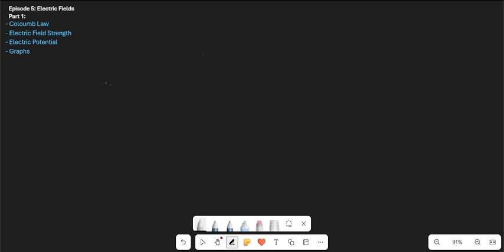So let's just begin. We're going to take the same trajectory as we did for the gravitational fields. There was the law of gravitation. Here we're going to take a look at Coulomb's Law. So what is Coulomb's Law? It's the exact same definition as that of gravitational field. You just have to change a few words.